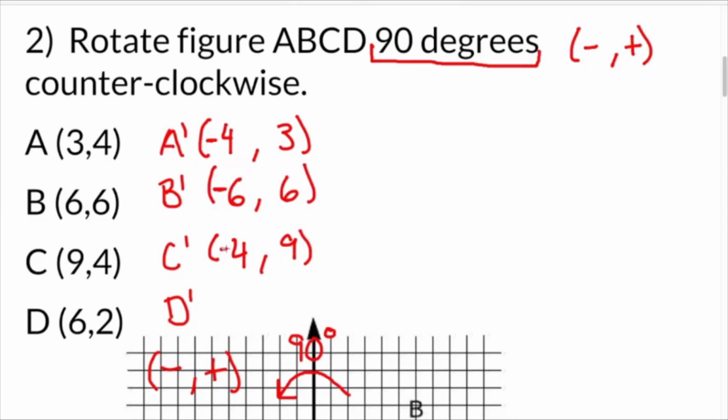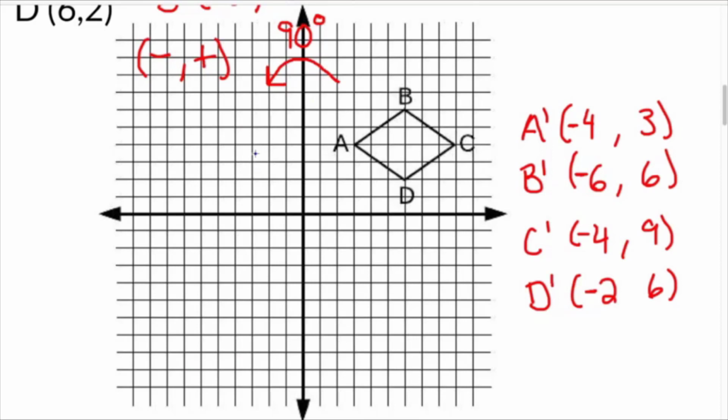Everything has to have a negative x value, so that's going to be a negative 4 and a positive 9. Finally, our last coordinate is D, which is 6, 2. It will become 2, 6 because we have to flip-flop x and y, and then the 2 is negative. The last step is to graph our new figure.